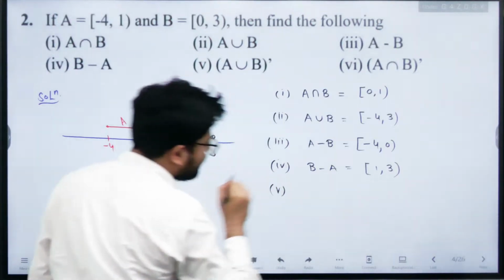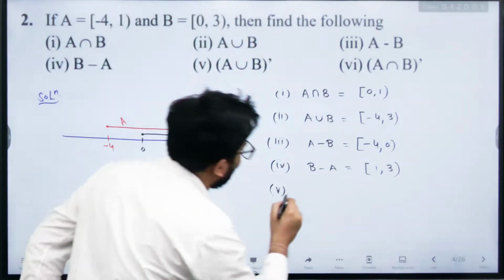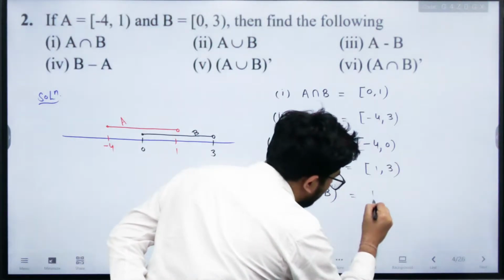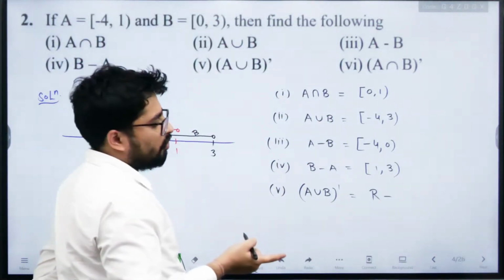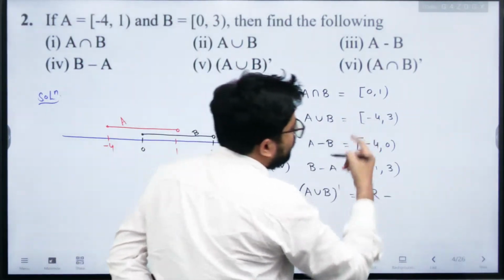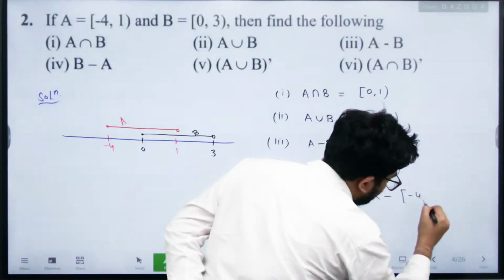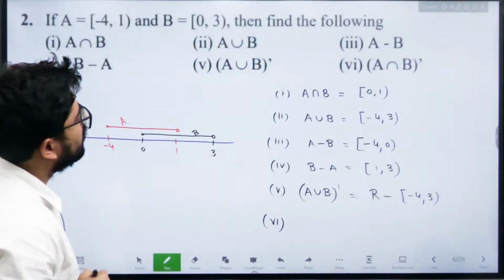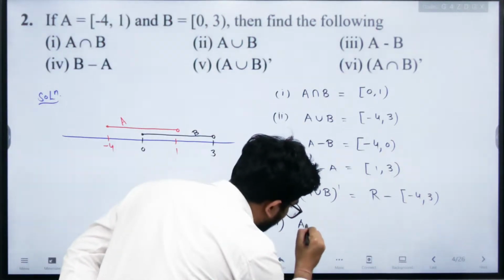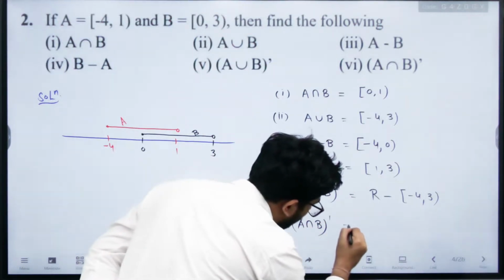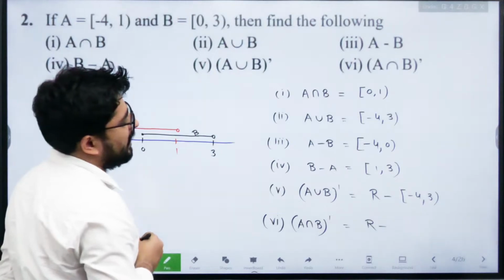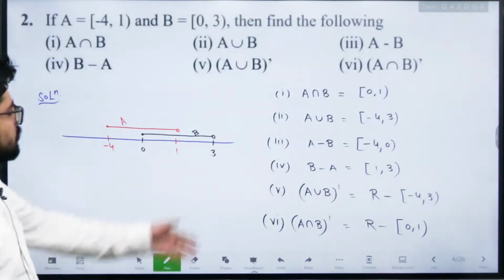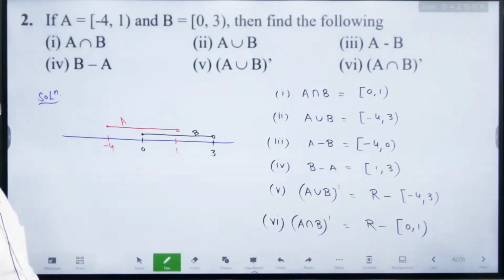Okay. Fifth part is A union B whole complement. That is the real numbers minus A union B, and A union B is minus 4 to 3, closed interval minus 4 to 3. And the last part, the sixth part, is A intersection B whole complement. That is again R minus A intersection B, and A intersection B is 0 closed to 1 open. So these are the parts of your second question.